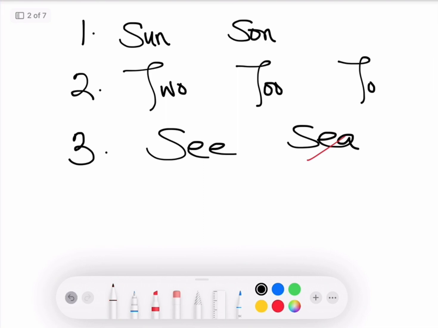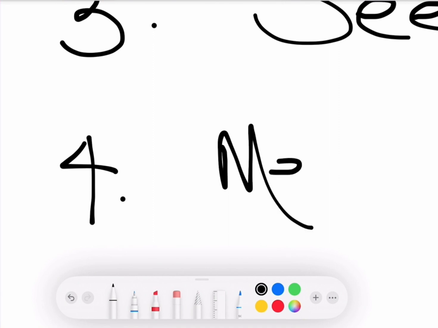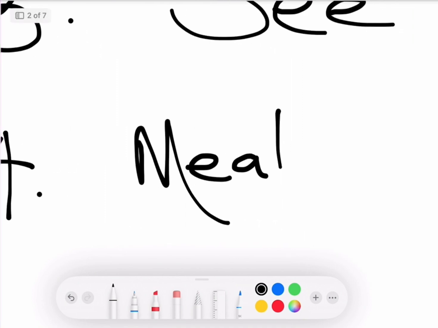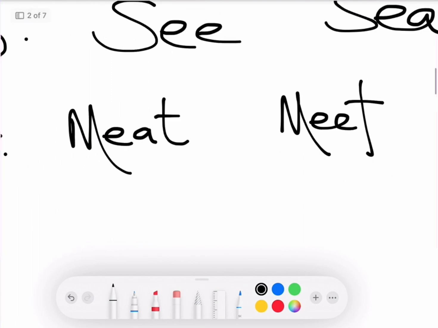Final example is MEAT and MEET. They are both pronounced "meet," but one has a letter A while the other has the letter E in between. This one is what you eat. For instance, I eat meat for lunch. Beef, meat. Do you get it? This is something edible that you eat.